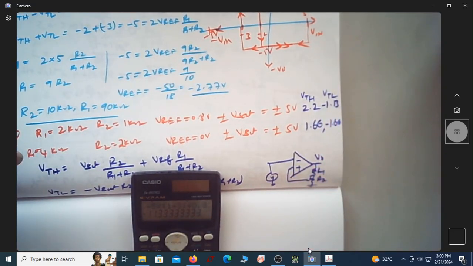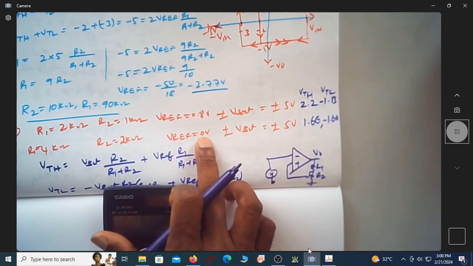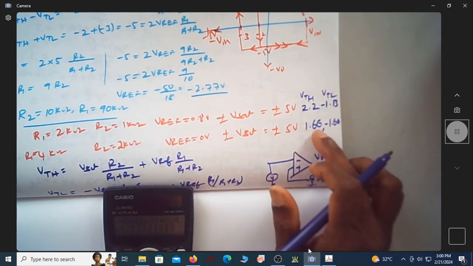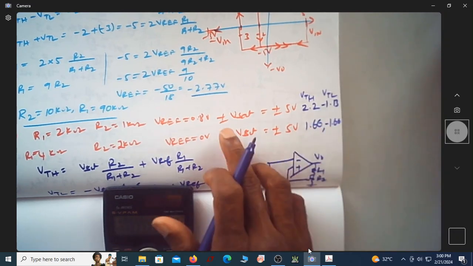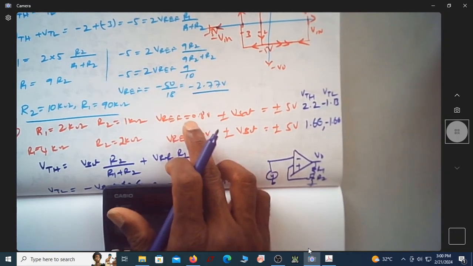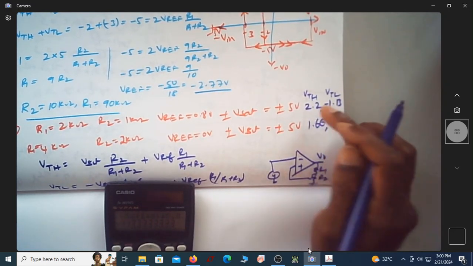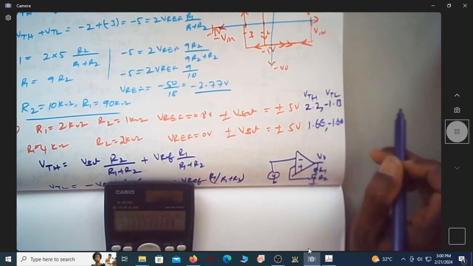So here you can see when the reference voltage is 0, VTH and VTL are having the same magnitude, the only thing is that there is a sign change. But when V reference is other than 0, VTH and VTL will be totally different, and their magnitudes will also be different.